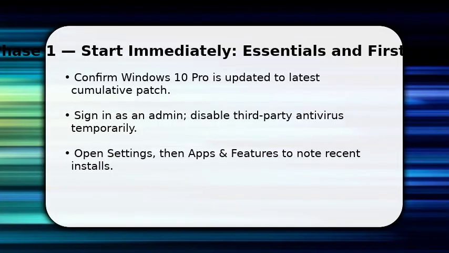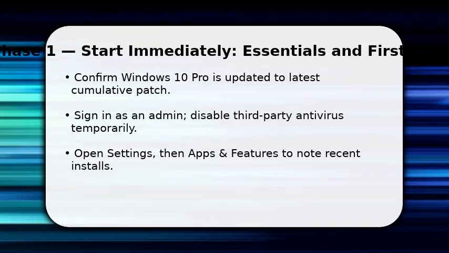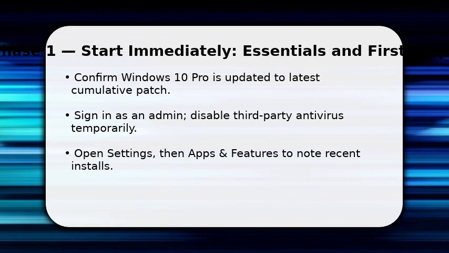You start by confirming prerequisites. Make sure Windows 10 Pro has recent updates and sign in with an administrator account. Once done, temporarily disable any third-party antivirus so it does not block services. Now open Settings, then Apps and Features to note recent installs that may interfere. You do this because corrupted or conflicting apps often break the search index. Taking these steps first removes common external causes and lets you perform the next actions safely.